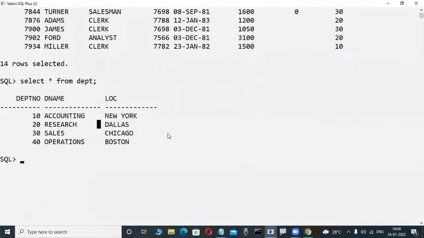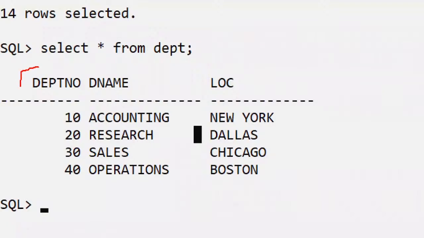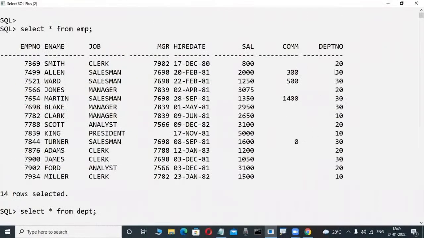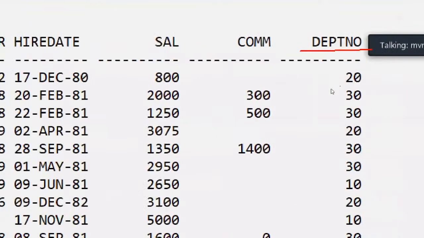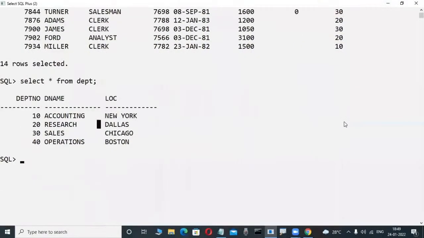Both the tables have a common column. Check it out. Department number is a column in the DEPT table. Compulsory, for master and child, common columns are there. Observe here. In the EMP table also, department number is a column. Based on this only, you can easily identify which one is a master and which one is a child. Easy, dead easy.